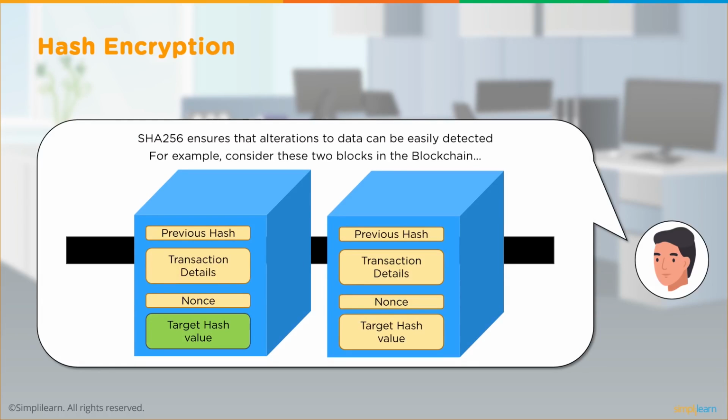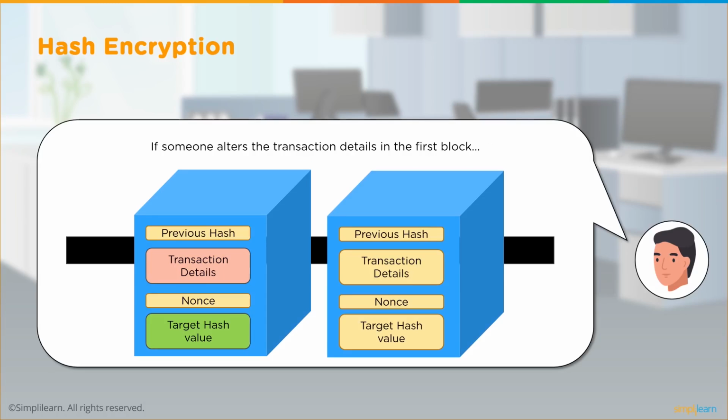So SHA-256 ensures that alterations to data can be easily detected. So for example, consider these two blocks in the blockchain. They have a similar structure and definitely different hash values. Now if someone alters the transaction details in the first block, the corresponding hash value of the block would change too.